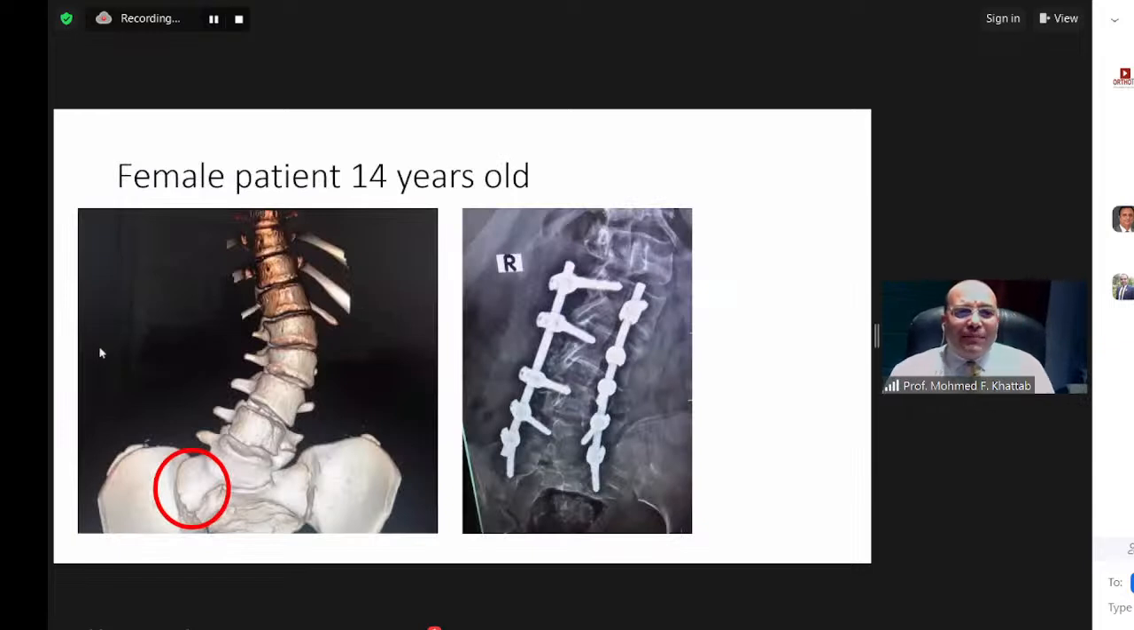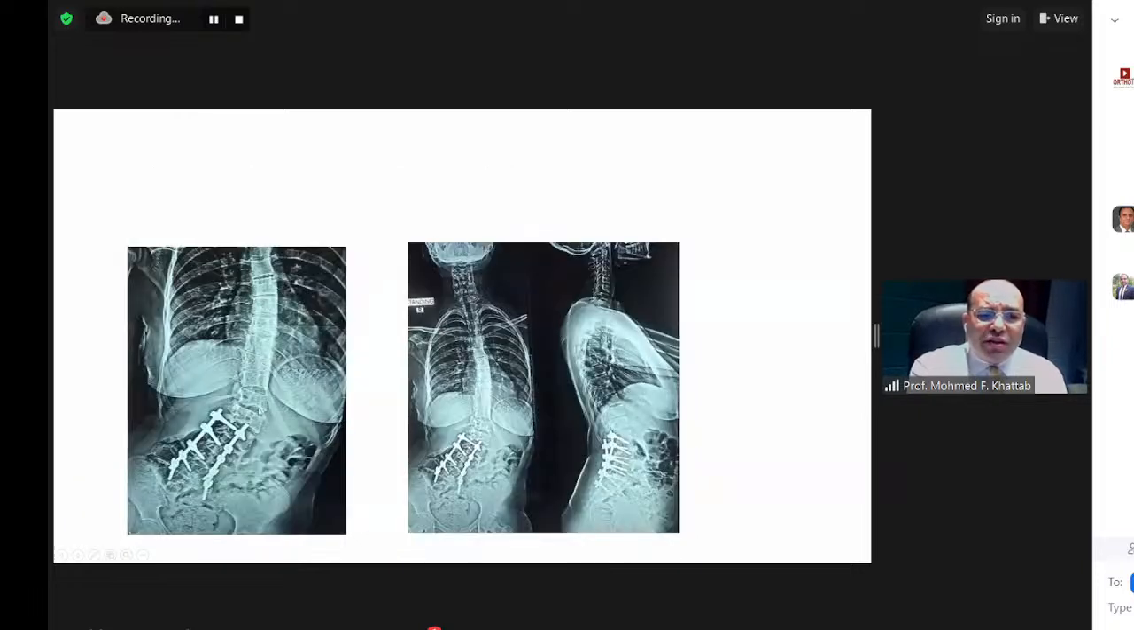I will present this female patient, 14 years old, with failure of formation and segmentation at the lumbosacral junction. This patient was mismanaged by a spine surgeon, and he fixed her with the deformed spine, and the patient is still young, with potential to grow. And so the patient presented to me with progression of the deformity because of the mismanagement and with massive coronal malalignment.